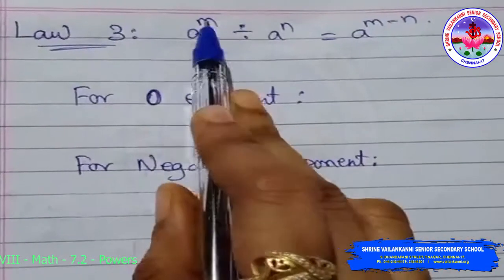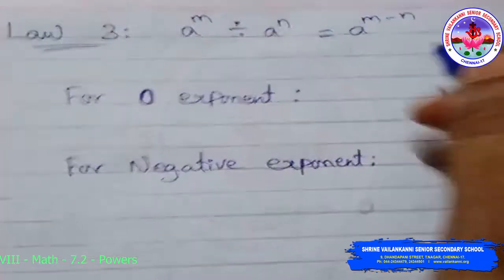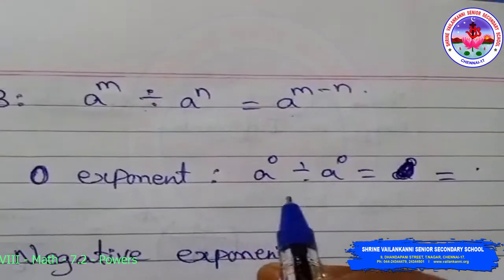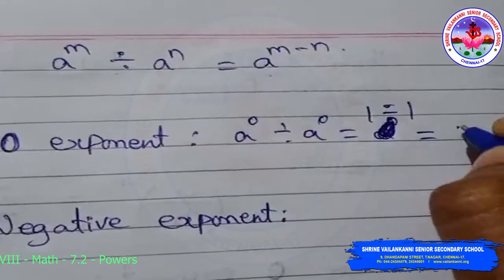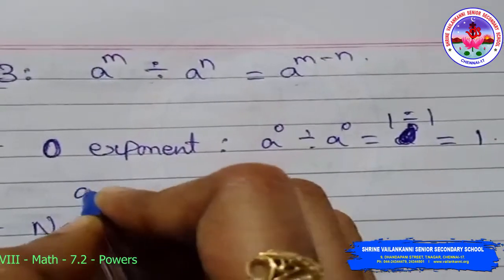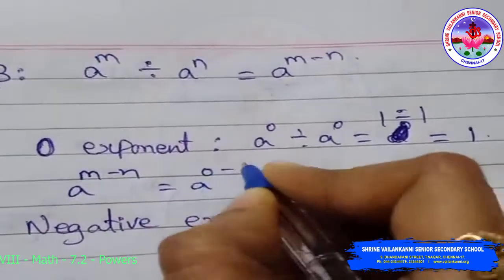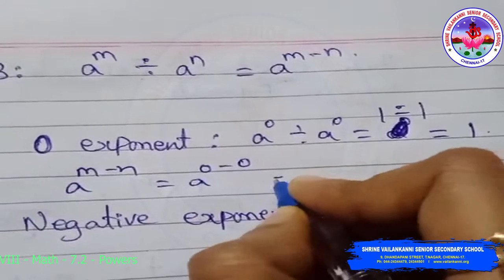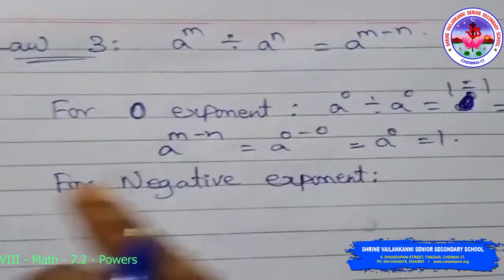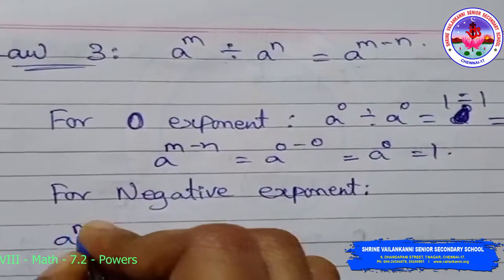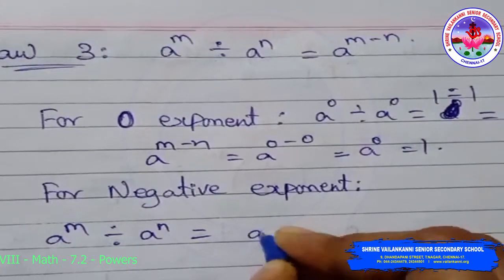Next, law 3. a power m divided by a power n is equal to a power m minus n. For zero exponent, a power 0 divided by a power 0 is equal to 1 divided by 1 is equal to 1. a power m minus n is equal to a power 0 minus 0 is equal to a power 0 is equal to 1.